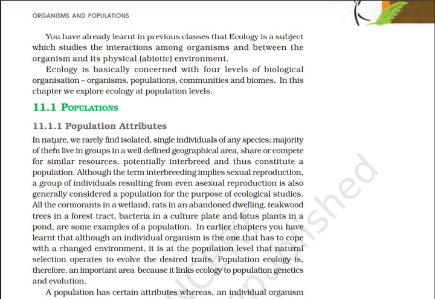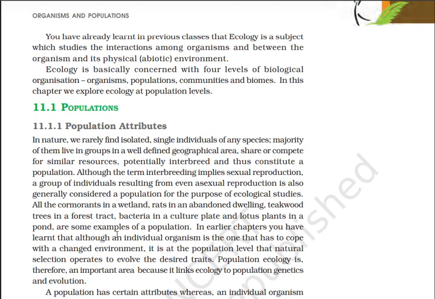Population attributes. In nature, we rarely find isolated single individuals of any species. The majority of them live in groups in a well-defined geographical area, share or compete for similar resources, potentially interbreed, and thus constitute a population. Although the term interbreeding implies sexual reproduction, a group of individuals resulting from even asexual reproduction is also generally considered a population for the purpose of ecological studies. All cormorants in a wetland, rats in an abandoned dwelling, teakwood trees in a forest tract, bacteria in a cultured plate, and lotus plants in a pond are some examples of populations.